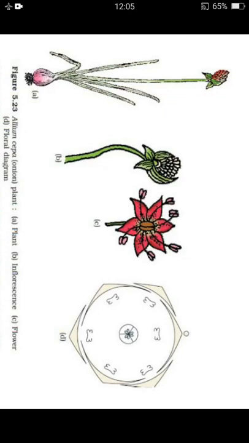What is meant by tepals? The perianth consists of 6 tepals. Tepals means there is no differentiation into sepals and petals; together they are called tepals. Where there is no differentiation as sepal and petal, and they are present together, they are called tepals. That type of nature can be seen in the Liliaceae family.